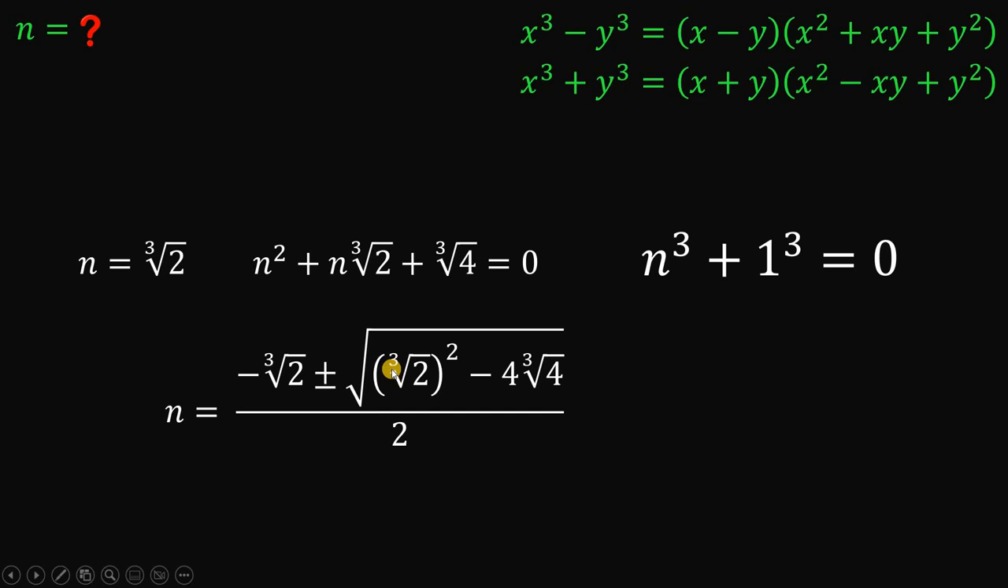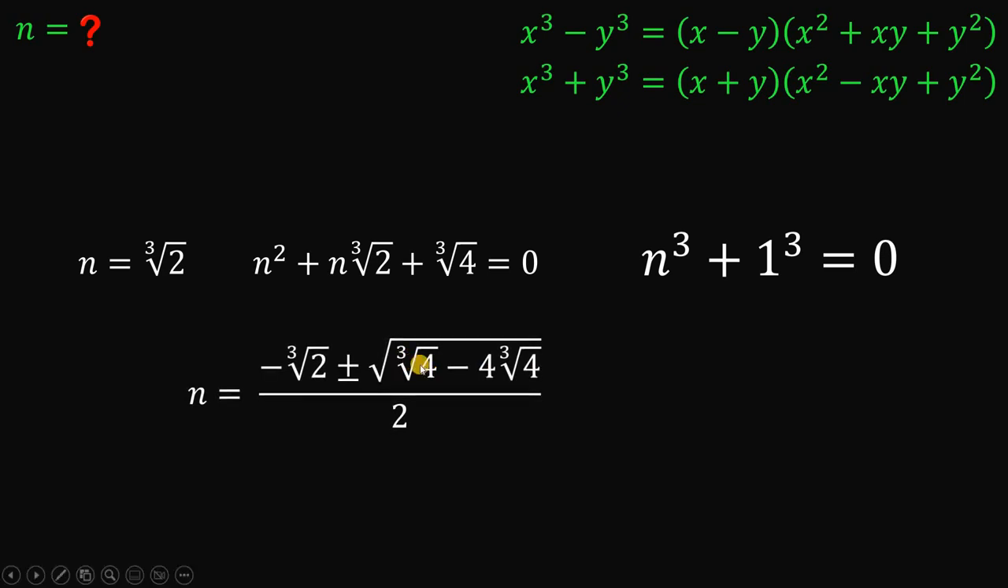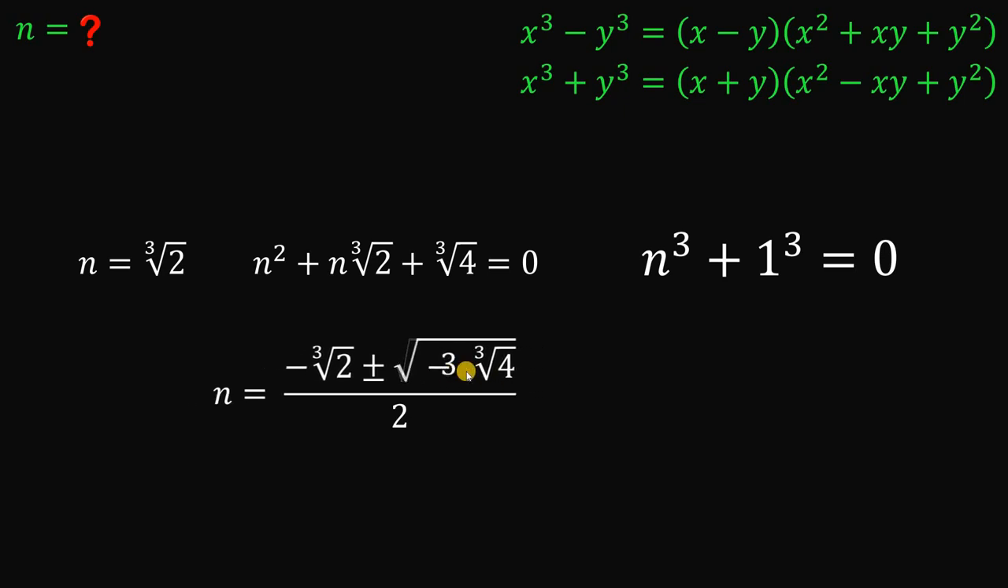Now, let's simplify. Cube root of 2 raised to the power of 2 will give us cube root of 4. Now, we have cube root of 4 minus 4 times cube root of 4. We can simplify this as negative 3 times cube root of 4. Now, since the radicand is negative, we can factor out square root of negative 1. So this is just i.